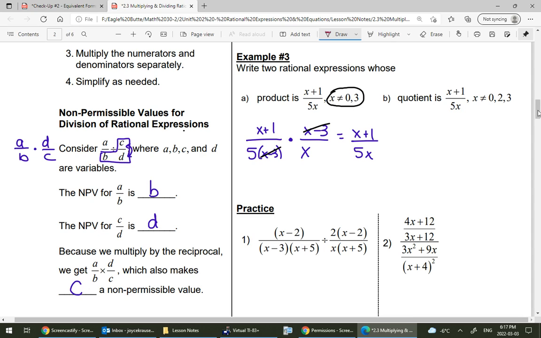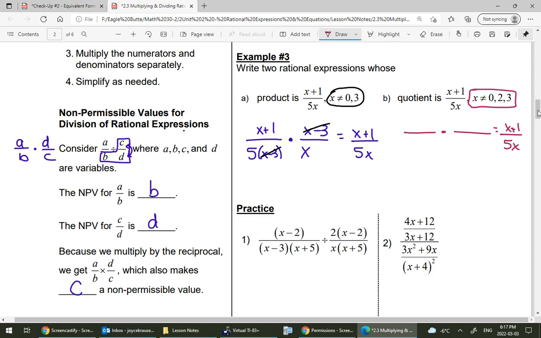So we're looking for something that's going to multiply, because we're going to do a product first, to be (x plus 1) over 5x, but my restrictions are 0, 2, and 3. So I'm going to set this up again. We'll go back at the end and write it as a quotient. We're going to land with, or end up with, x plus 1 all over 5x.